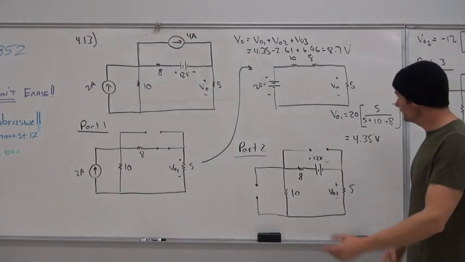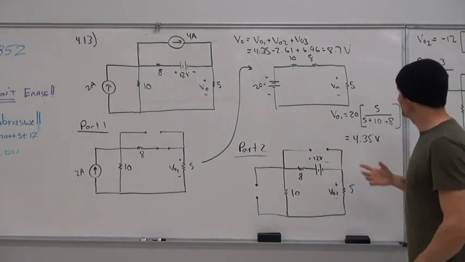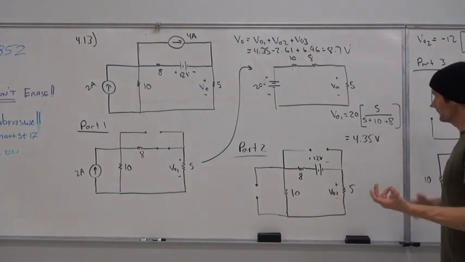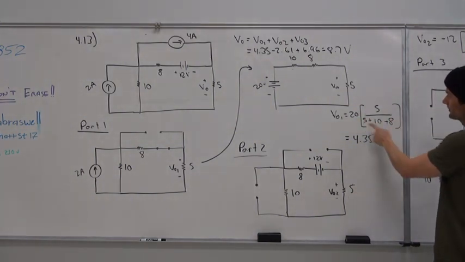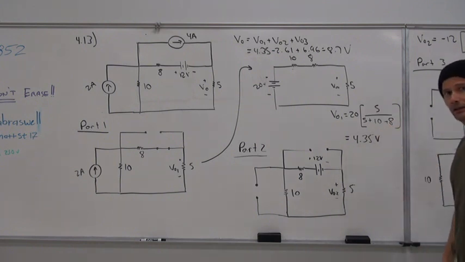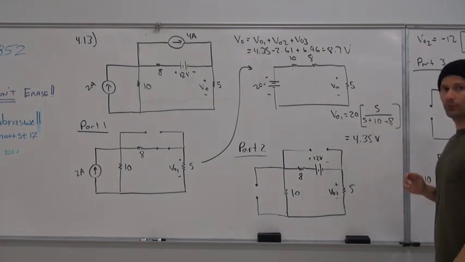So all we have to do is very simplistically perform voltage division. So 20 volts, and here that would be 5 ohms over 5 plus 10 plus 8, and that gives us a value of 4.35 volts.